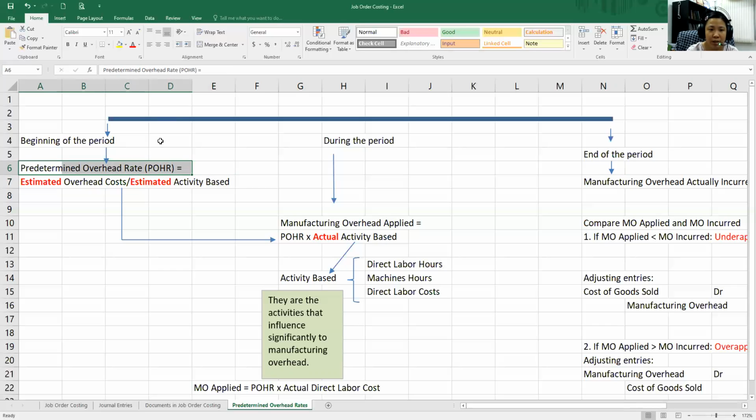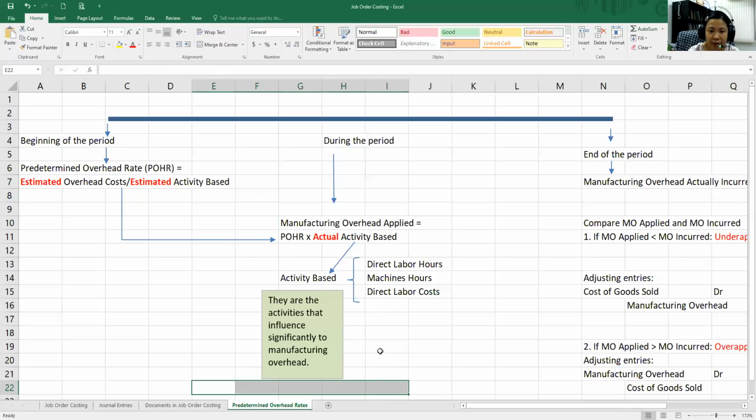So we're going to take estimated overhead cost divided by estimated activity base, and that will give us the predetermined overhead rate. Now, during the period, we're going to find the manufacturing overhead applied. How to find the manufacturing overhead applied? We take the predetermined overhead rate times the actual activity base. Actual activity base again is the actual direct labor hours, actual machine hours, or actual direct labor cost. It depends. And then you have the manufacturing overhead applied.